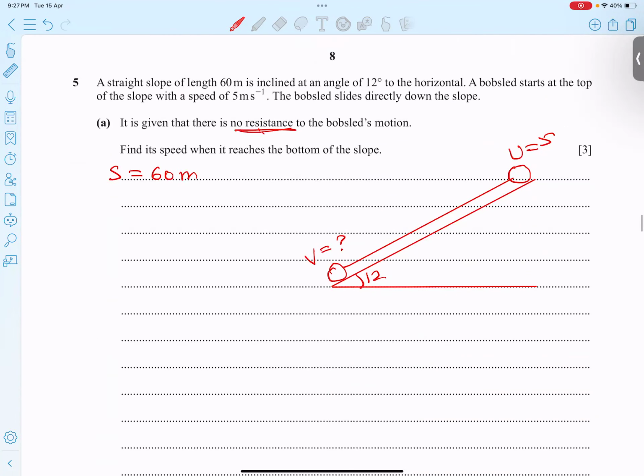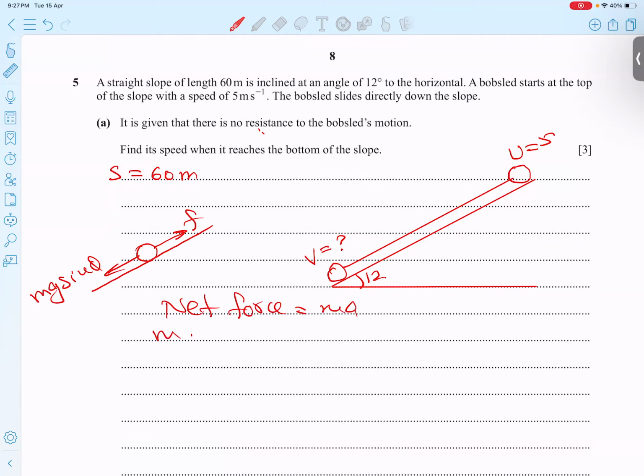Second way, because he said no friction at all, we can apply Newton's law. When a particle is coming downwards, we have mg sine theta, and backwards the friction force. Can I say net force is equal to ma? Yes, we can apply. And mg sine theta, and friction is 0, so I'm not writing it. Even if I write it, no issue at all.